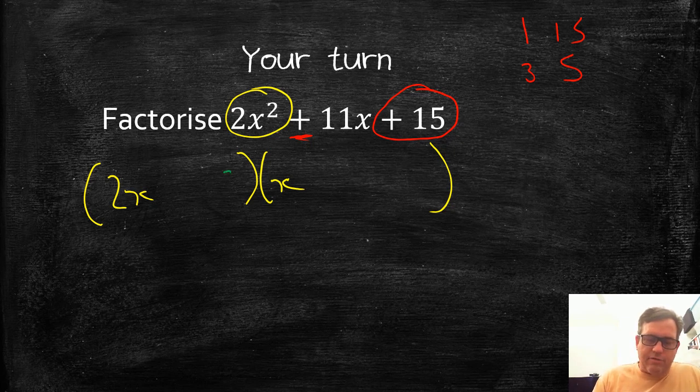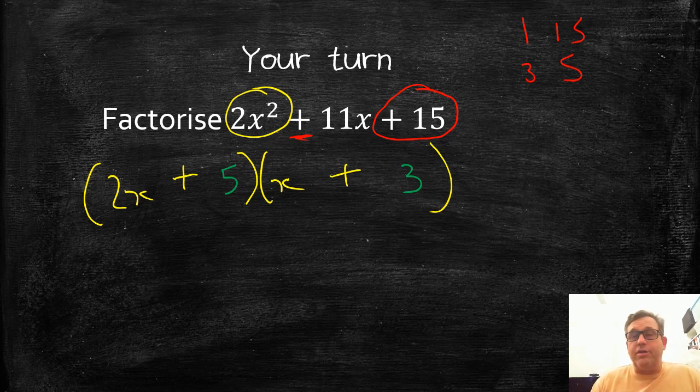So I can try 3 and 5. That would give me 3x plus 10x. That doesn't work. So it looks like it's going to have to be 5 and 3. 5x and 6x is 11x. I think we found it. So our answer is going to be (2x plus 5)(x plus 3).